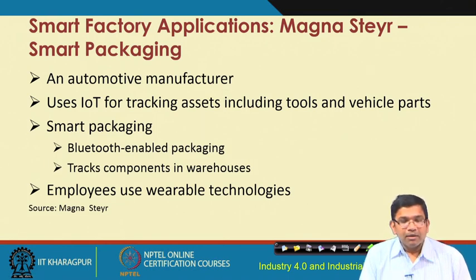Magna Steyr has the smart packaging system, which uses IoT for tracking assets including tools and vehicle parts. So, smart packaging is enabled with Bluetooth. Bluetooth enabled packaging is there in their system, and it tracks the components in the warehouses. In Magna Steyr, the employees use wearable technologies in order to have end to end connectivity, improved connectivity between these different machines, not only between these different machines, but also the machines and the humans or the employees that are working in the factory.